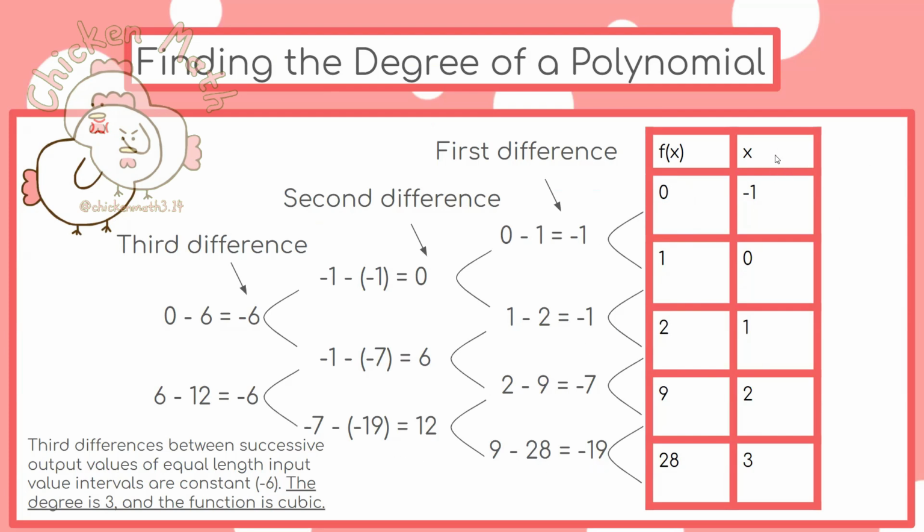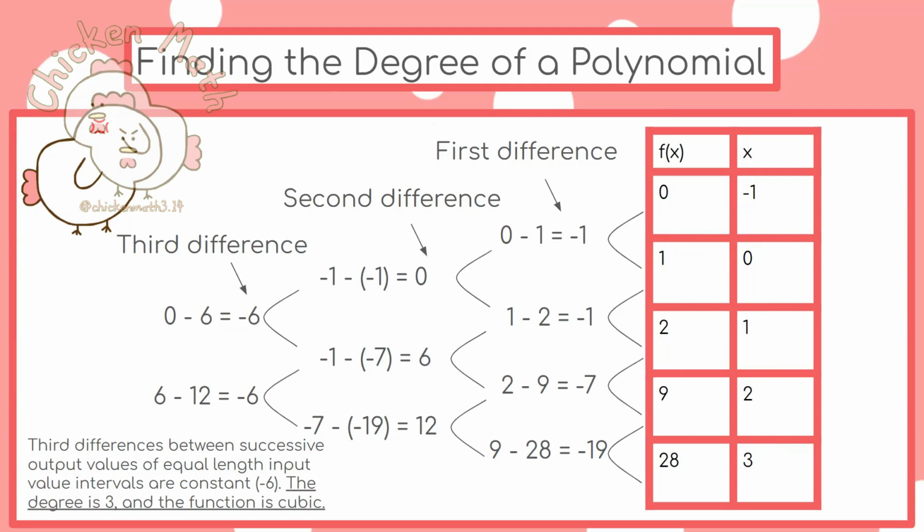And of course, our input values are equal length input value intervals. That just means that they are equally spaced apart. So negative 1, 0, 1 unit apart; 0, 1, 1 unit apart; 1, 2, 1 unit apart; 2, 3, 1 unit apart. So we're taking these output values of these equally spaced inputs. So first differences are not constant. We have negative 1, negative 1, negative 7, negative 19. They're not the same.